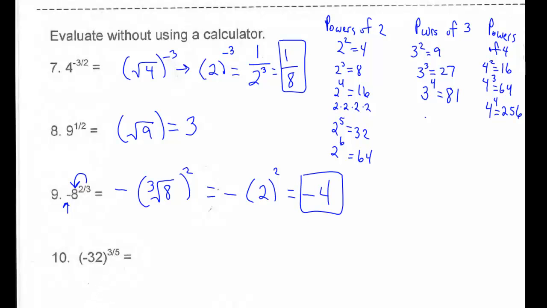Now in number 10, notice that the negative is inside with the 32. The 3/5 goes to the number directly in front, and since that's a parentheses, it's going to include everything inside the parentheses. So when this gets rewritten, it's going to be the 5th root of -32 cubed. Well, to the side, we know the 5th root of 32 is 2. This is going to be -2 cubed. And -2 cubed is -8.